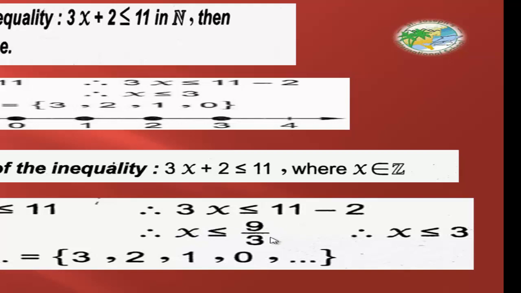9 over 3, then x less than or equal 3. Solution set equal... What is less than or equal 3? Equal 3 means 3. And what is less than that? 3, 2, 1, 0. What does it say it belongs to? It belongs to Z. So we can write negative 1, of course yes, negative 2, of course yes, negative 3, of course yes, and this is an infinite set.